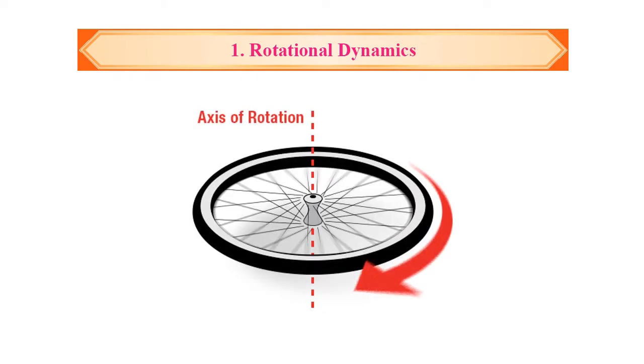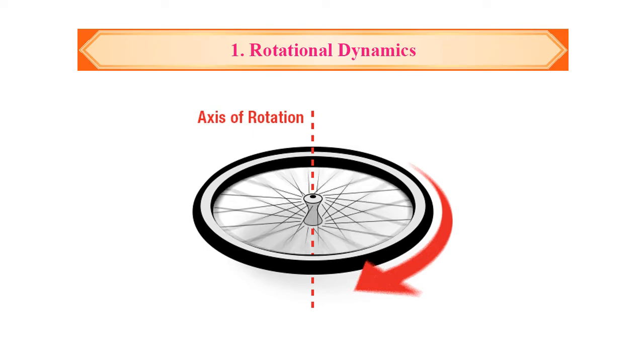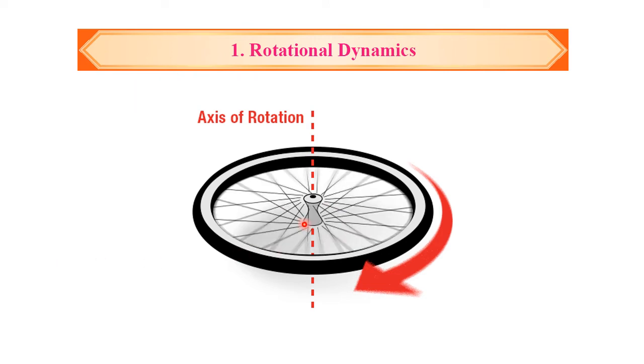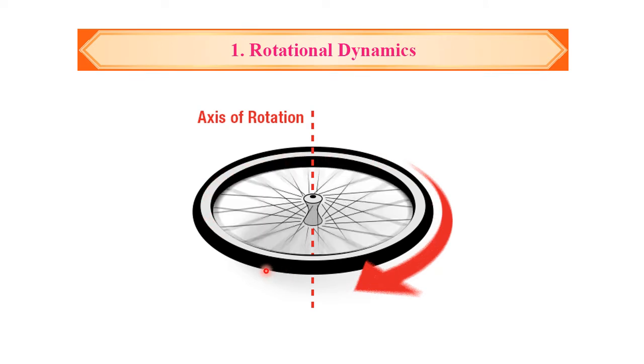Rotational dynamics, this is our first topic. Dynamics means motion, so basically this chapter can also be called rotational motion. Let's have a look at this example. What you can see on the screen is a rotating wheel. Now this wheel can give us an idea of two types of motion: one is circular motion and one is rotational motion.